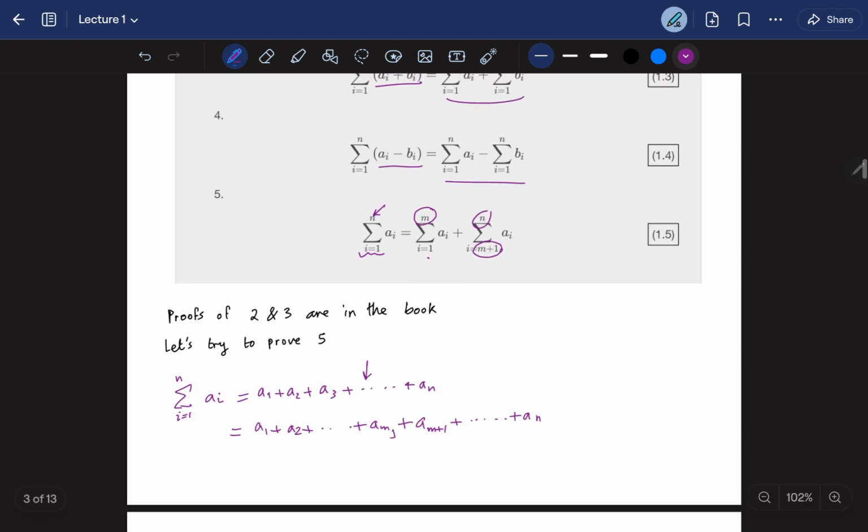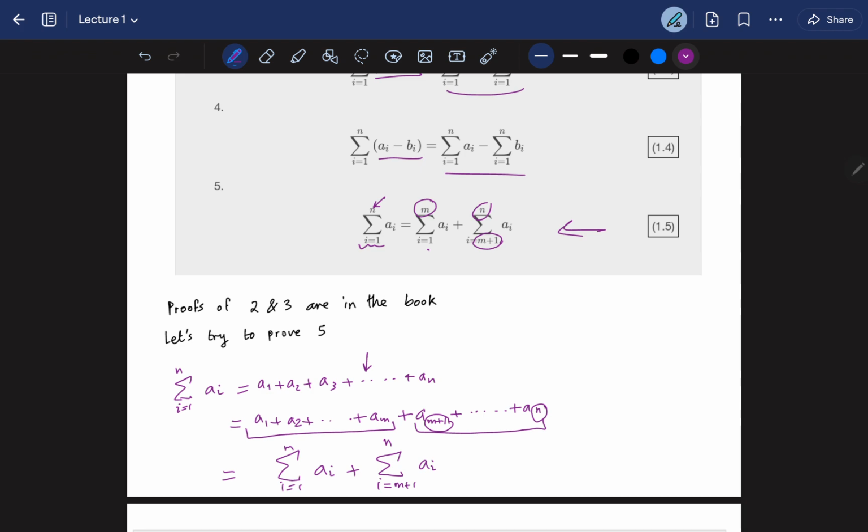Now, I can combine the first terms into one sum using the sigma notation, and I can combine the rest also using the sigma notation. But here my index starts at M plus 1 and it ends at N, which proves formula number 5.